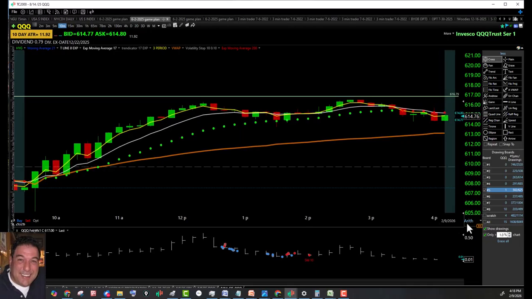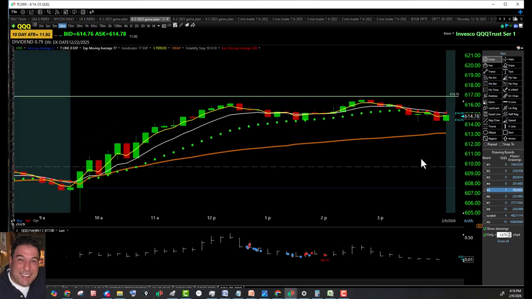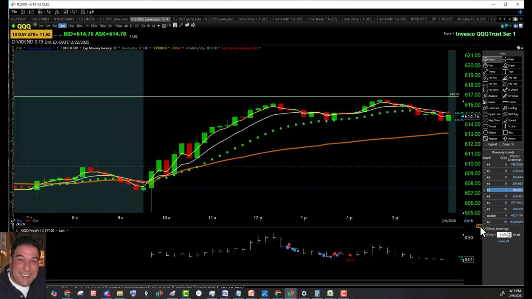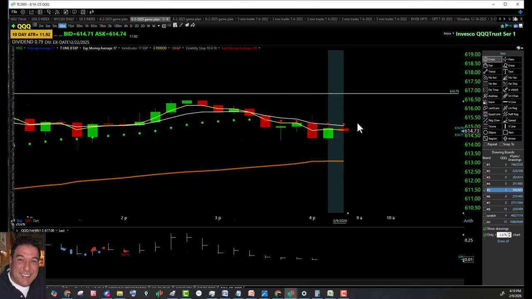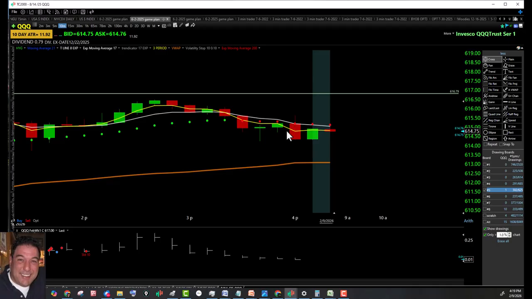So, into the close, what did we have? Let me just scrunch this up and push it over. Okay, so you can see we got a 10-minute downtrend. See the 3 and the sticks are riding underneath the 8. 10-minute downtrend, 10-minute chart. The sticks and the 3 are underneath the 8. That's QQQ. Let's take a look at SPY.